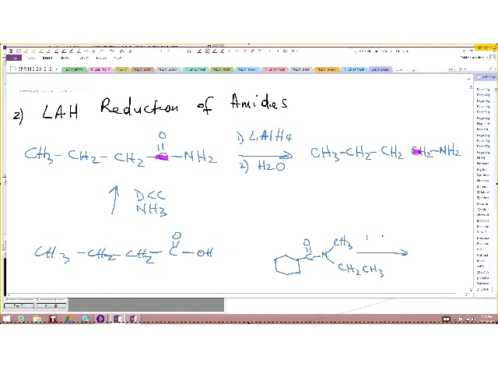In this case it is LAH followed by addition of water, and so this will give you the opportunity to make a tertiary amine. And this carbon here is this right here. Okay, so that is method number 2.